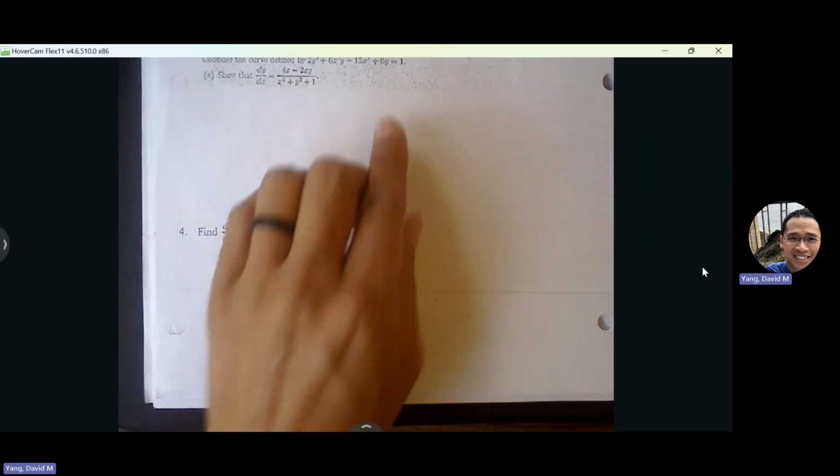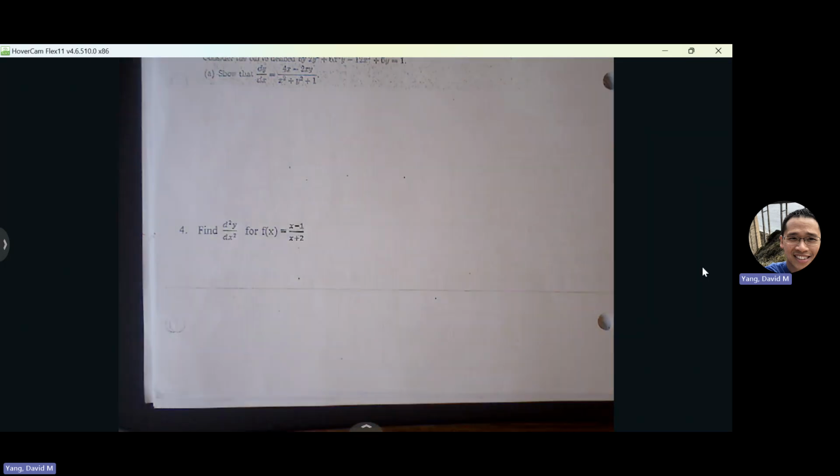Let's do page 26. Let's do the implicit problem on number 3 here.